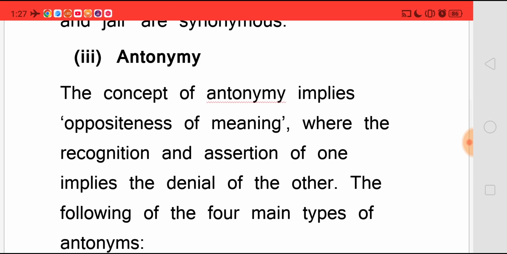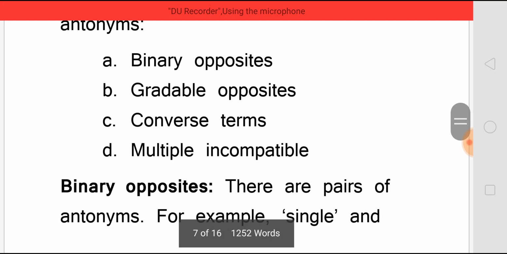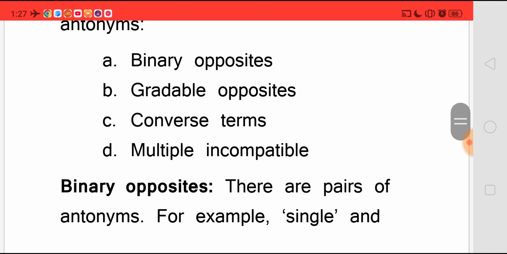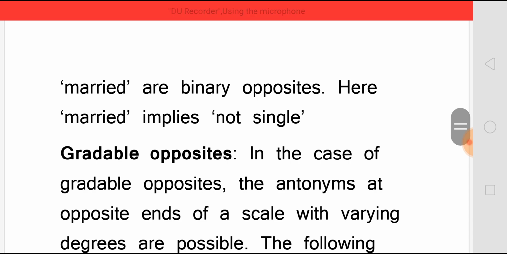And then we have antonymy. The concept of antonymy implies oppositeness of meaning, where the recognition and assertion of one implies the denial of the other. The following are the 4 main types of antonymy: binary opposites, gradable opposites, converse items, multiple incompatible. Binary opposites are pairs of antonyms. For example, single and married are binary opposites. Here, married implies not single.